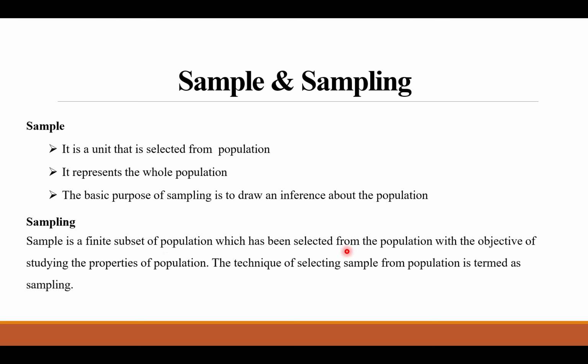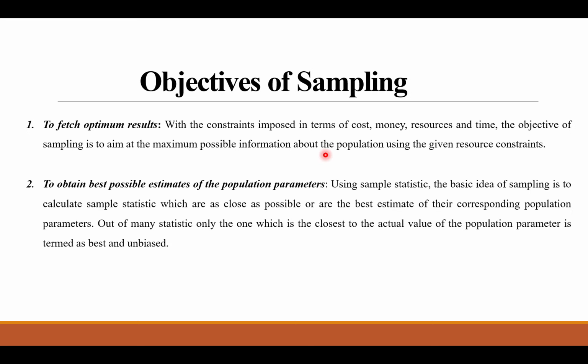It is a subset of population which has been selected from the population with the objective of studying the properties of population. So sample is a subset of population, the main objective of which is to study the properties of population, and the technique of selecting a sample from the population is called sampling. So sampling is the technique of selecting a sample from the population.